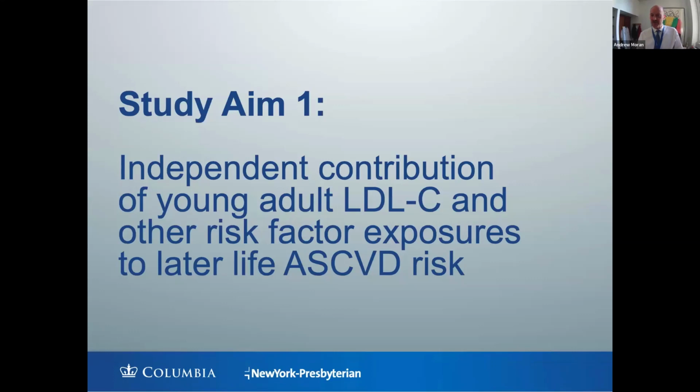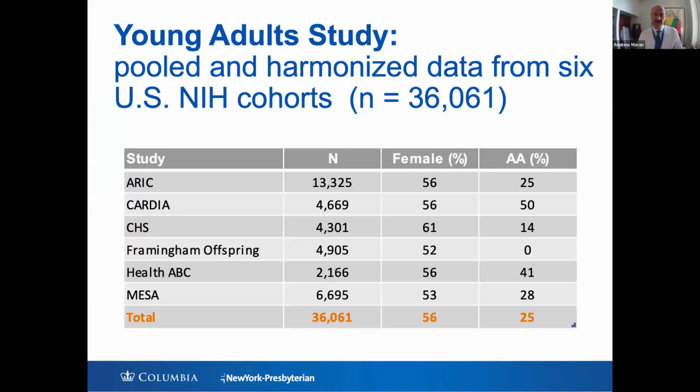So our first aim, this is really our epidemiologic study aim, looking at the independent contribution of young adult LDL cholesterol and other risk factor exposures to later life ASCVD risk. For this study, we pooled observational cohorts. We have 6 cohorts, a total of over 36,000 unique individuals. And if you're in the cardiovascular disease field, you'll be familiar with a lot of these cohorts, including the Framingham offspring study and others.